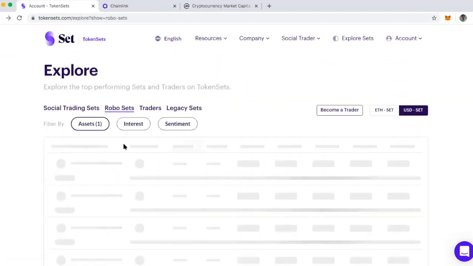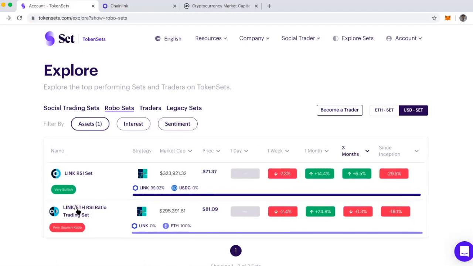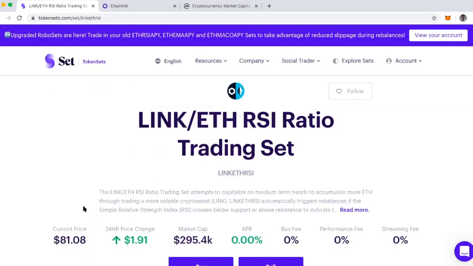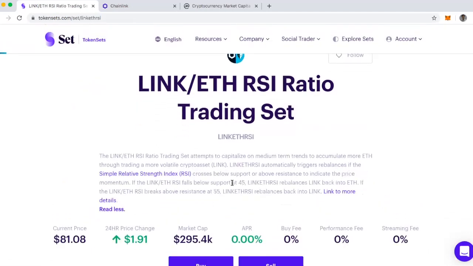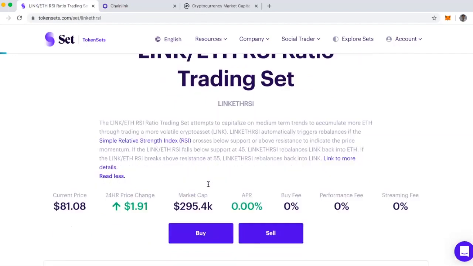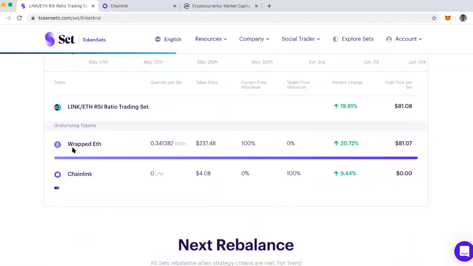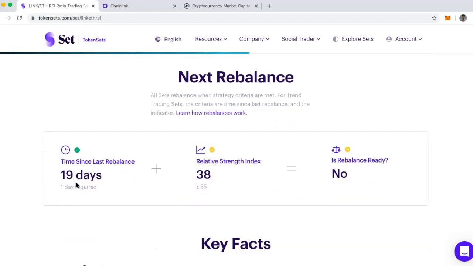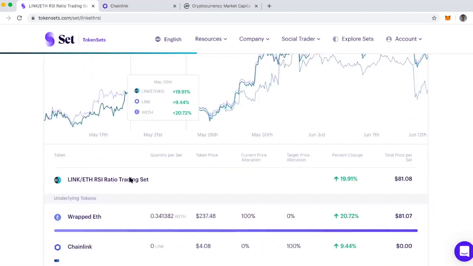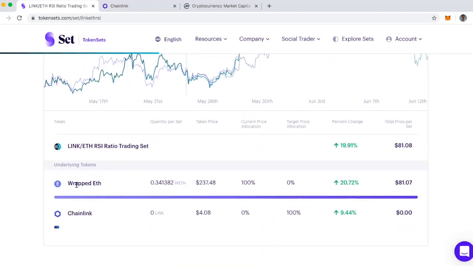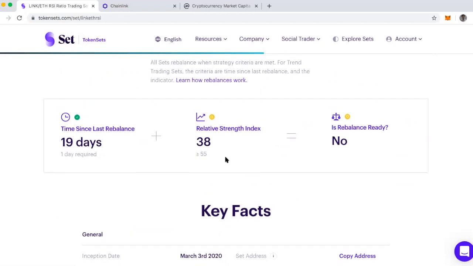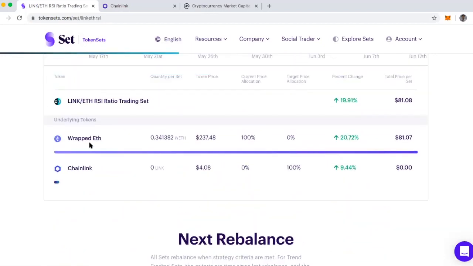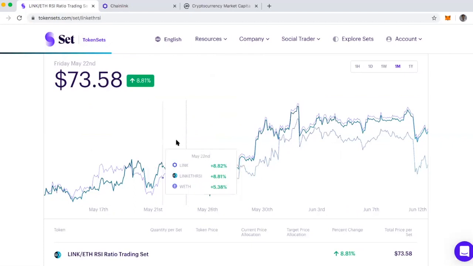All right, so that's one trading strategy. The second trading strategy is the Link ETH RSI ratio. So this is very similar. The idea is basically the same, except we are swapping between ETH and Link. So that means that if it is more bearish, quote unquote, if we fall below 45 RSI, we are selling our Link for ETH, but then if we go above 55, so you can see right now that this set is currently in ETH, so it must have flipped bearish some time ago, which you can actually see here.